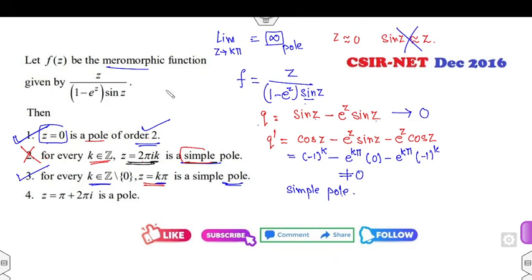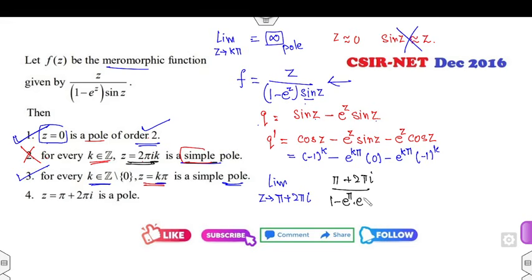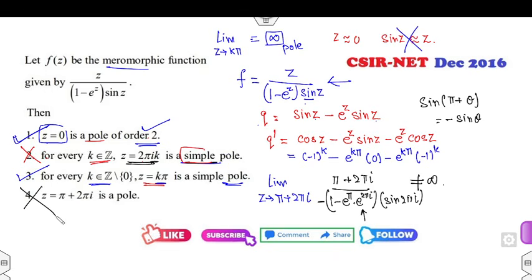Is z plus 2 pi iota a pole or not? We will check the limit firstly, as z approaches pi plus 2 pi iota. If you substitute this value in the given function, it's 1 minus e raised to power pi, e raised to power 2 pi iota, sine of pi plus theta, which is minus sine theta. It's a negative sine of 2 pi iota. Clearly this value will be 1. It is not infinity, so it is not a pole.